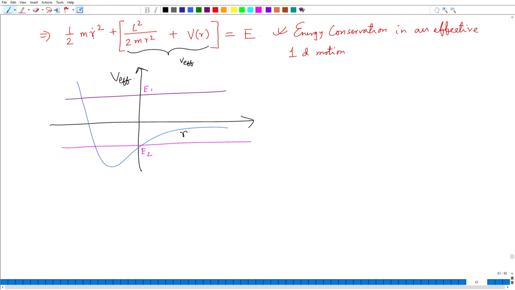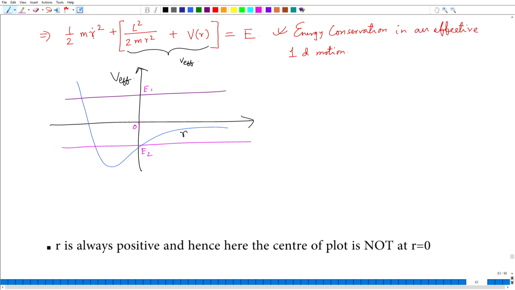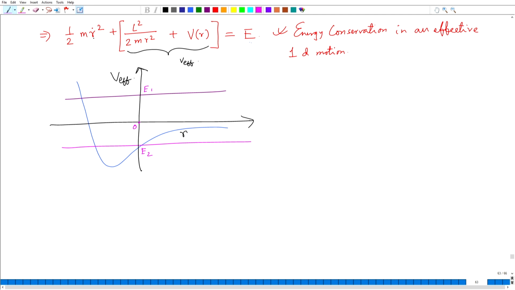Now you see we have to be a little more careful. For example, this is the origin. We said that whenever the total energy and the potential curve intersect each other, we have a turning point. We talked about the motion in true one dimension, and there we concluded that whenever the particle reaches the turning point, its kinetic energy vanishes.